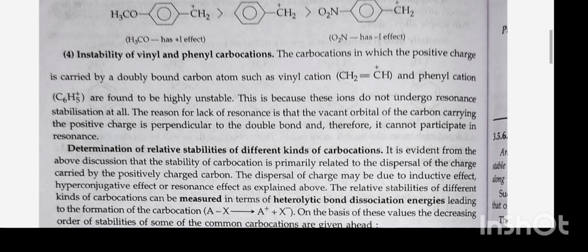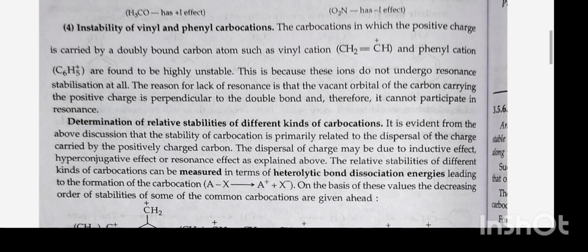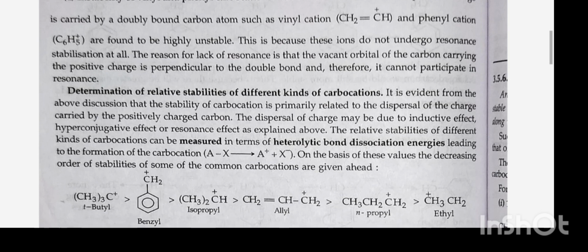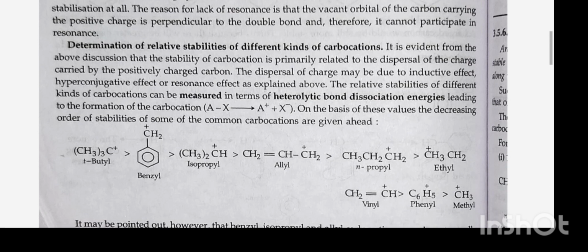Determination of relative stability of different kinds of carbocations. It is evident from the above discussion that the stability of a carbocation is primarily related to the dispersal of the charge carried by the positively charged carbon. The dispersal of charge may be due to inductive effect, hyperconjugation effect, or resonance effect as explained above. The relative stability of different kinds of carbocations can be measured in terms of the heterolytic bond dissociation energy leading to the formation of a carbocation. On the basis of this value, the decreasing order of stability of some common carbocations is given ahead.